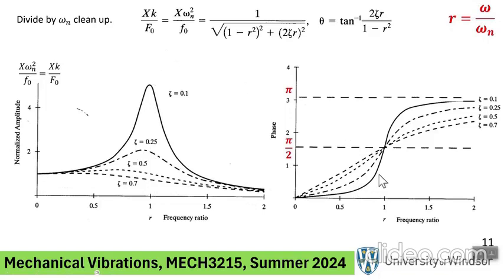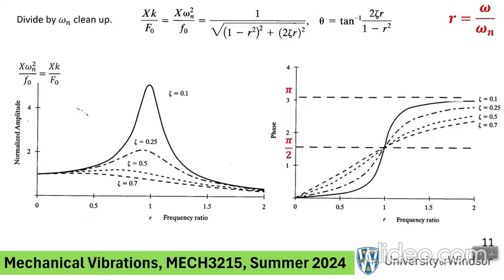Something else that you see here, although phase is in general difficult to visualize, like amplitude, is that at resonance, when R is equal to 1, regardless of the damping, that phase angle theta is always pi over 2. You can see that. For R equal to 1, irrespective of what the damping is, the value of theta is equal to pi over 2. All right.